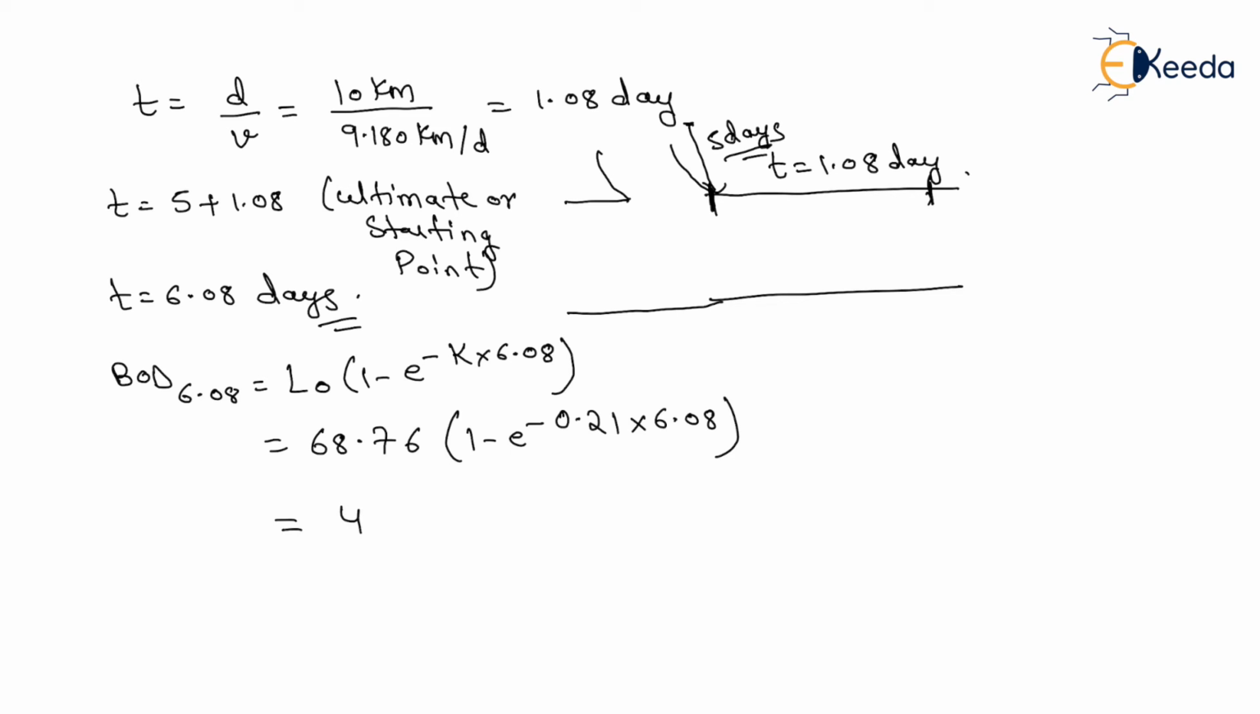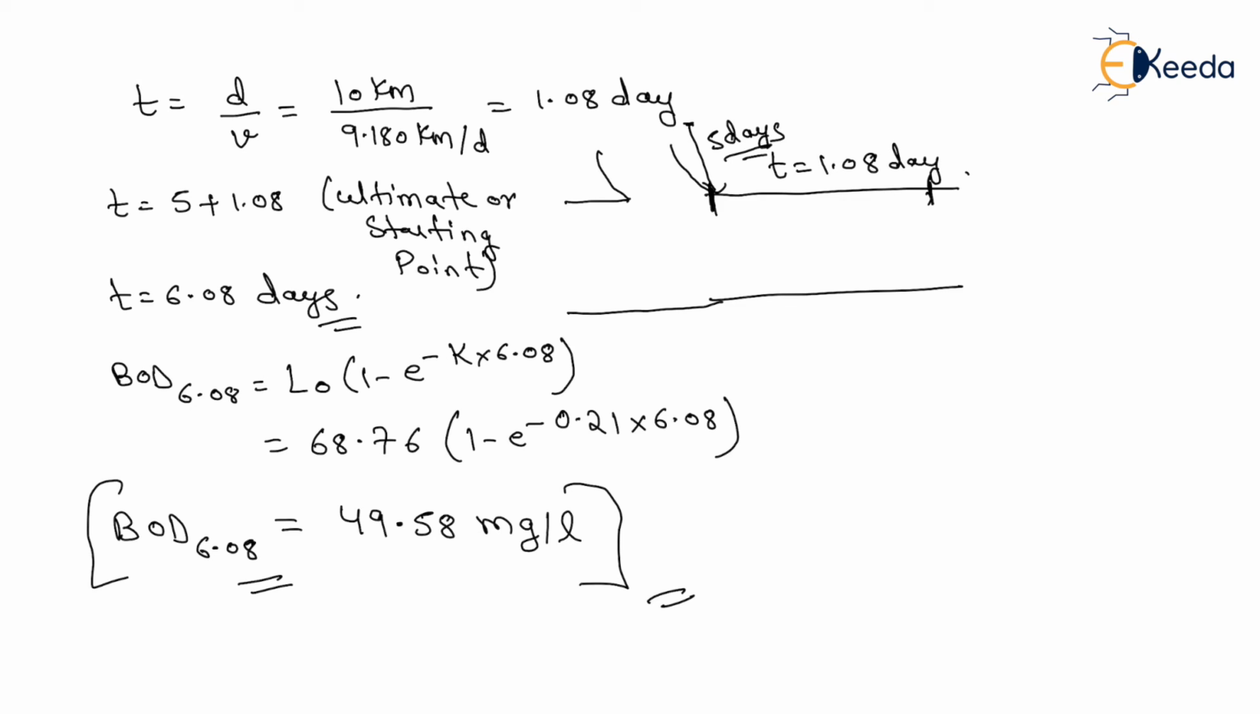It will be equal to 49.58 milligram per liter. That will be the BOD after 10 kilometer of distance from the mixing point. That is the final BOD of this sample, 49.58 milligram per liter.